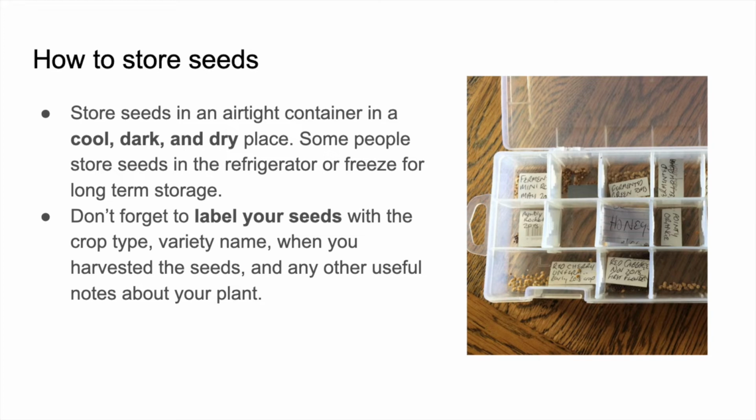So extra time for storage. And don't forget to label your seeds with the crop type, variety name, when you harvested the seeds, and any other useful notes about the plant. Usually you want to note how the climate was and how the plant survived in it, the quality of the produce, the size of the plant, and any useful traits that you may want to either carry over to the next generation or keep track of how those traits are carrying over.